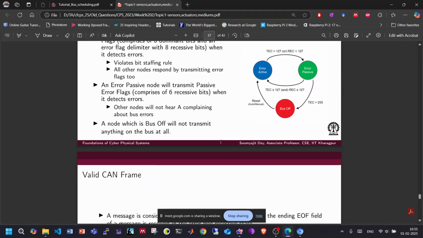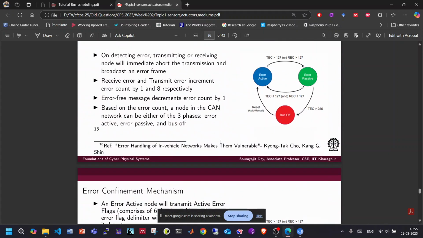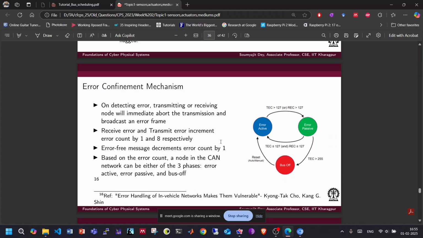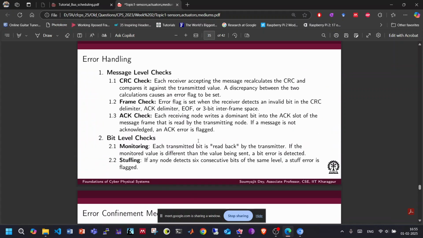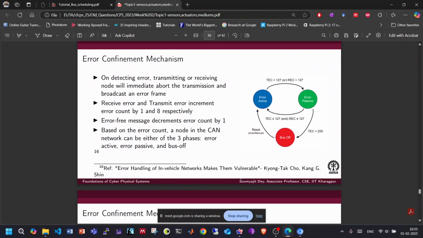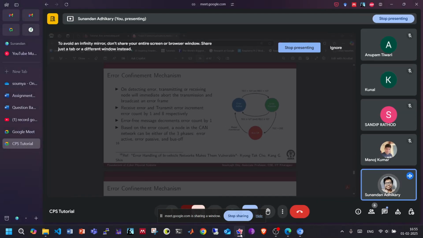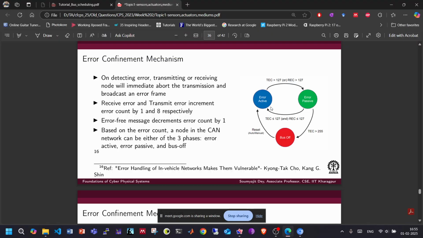Now the error frames. There are 3 error states in CAN. These 3 error states are: one is error active, another is error passive, another is bus off. I am guessing that all of you have already gone through the lectures, but this is very important, because this is where there are certain vulnerabilities in CAN bus, and that is why they are updating the CAN protocol.